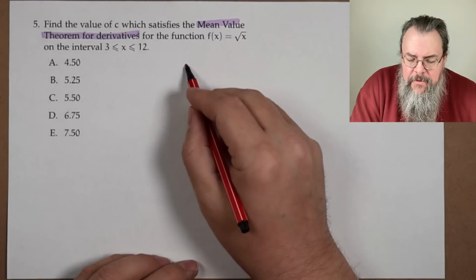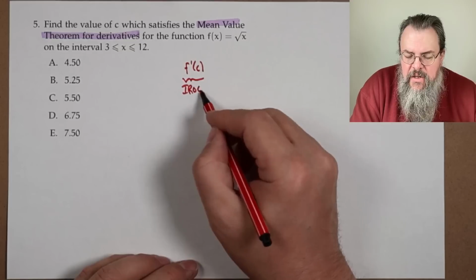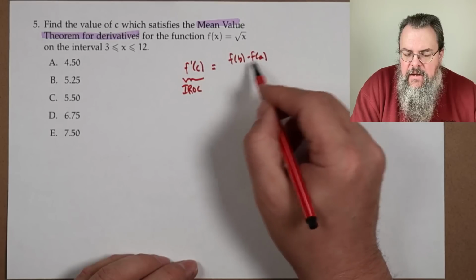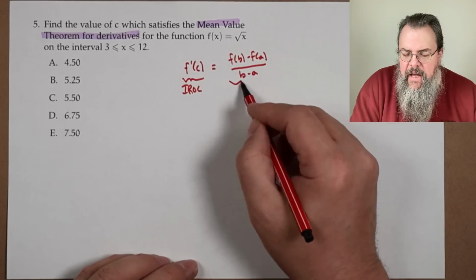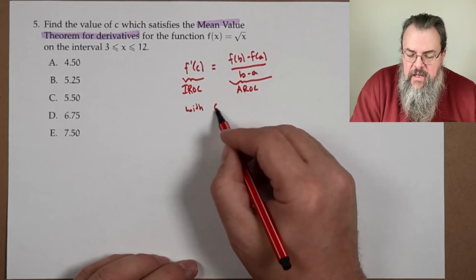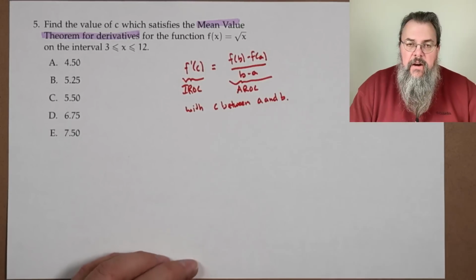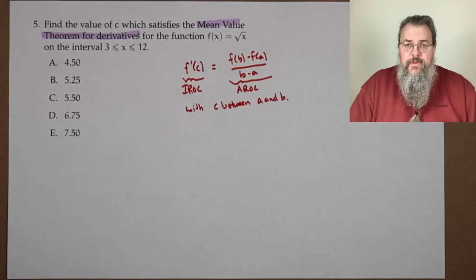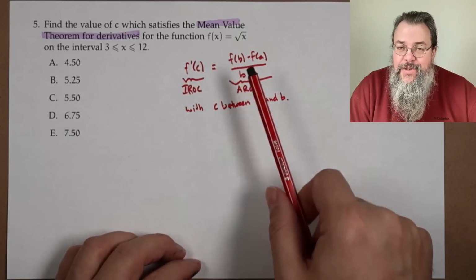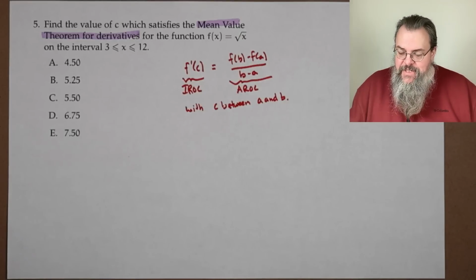It says f prime of c, which is your instantaneous rate of change, is equal to f of b minus f of a over b minus a. This is your average rate of change, with c between a and b. All right, so that's the statement of the mean value theorem. So there's some time when your instantaneous rate of change matches your average. At some point, your rate of change has to be matching the average.